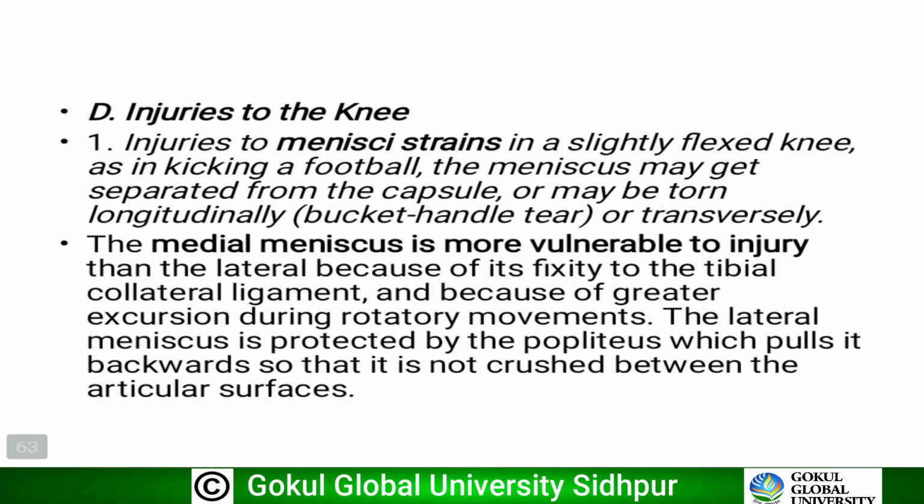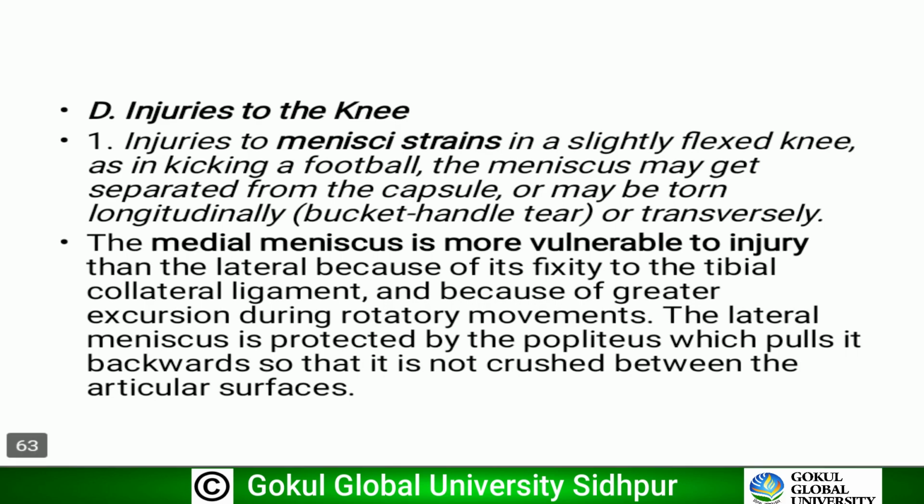Injuries to the knee: meniscus strains in a slightly flexed knee, as in kicking a football. The meniscus may get separated from the capsule or may be torn longitudinally or transversely. The medial meniscus is more vulnerable to injury than the lateral because of its fixity to the tibial collateral ligament, and because of greater excursion during rotatory movements. The lateral meniscus is protected by the popliteus, which pulls it backward so that it is not crushed between the articular surfaces.